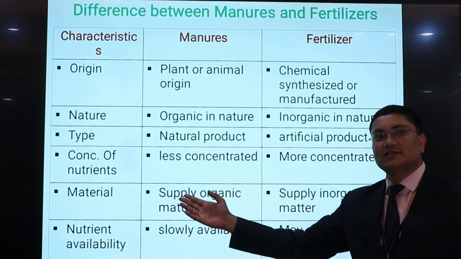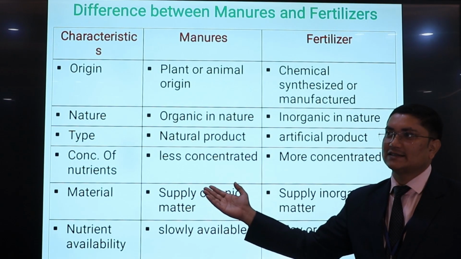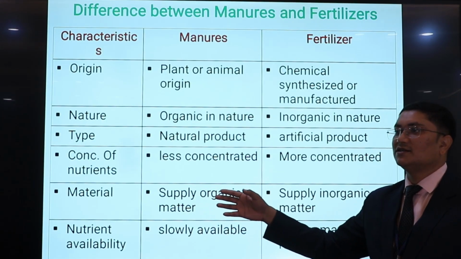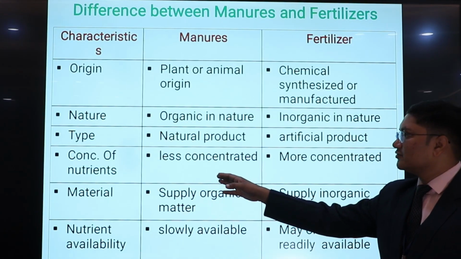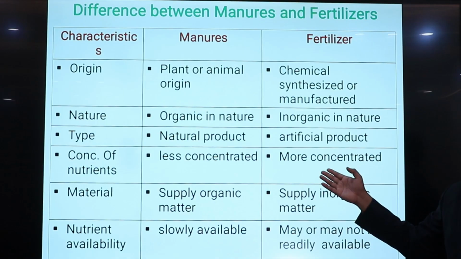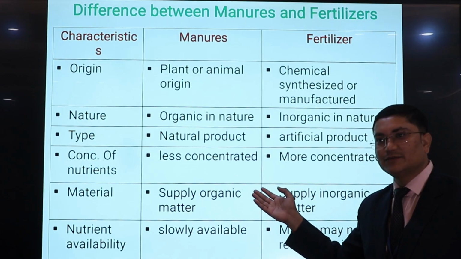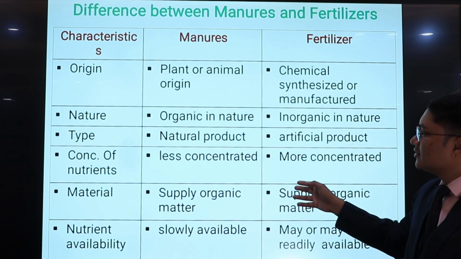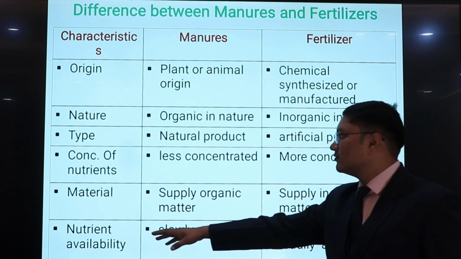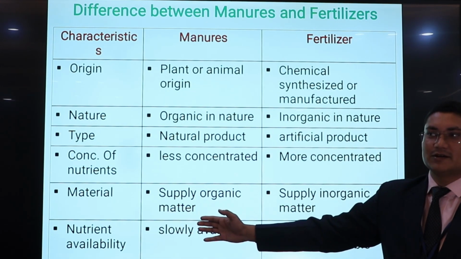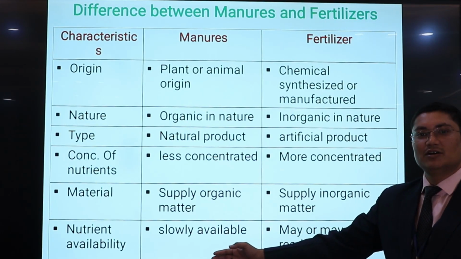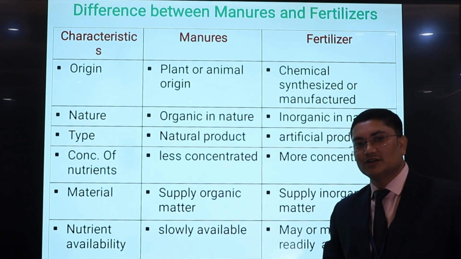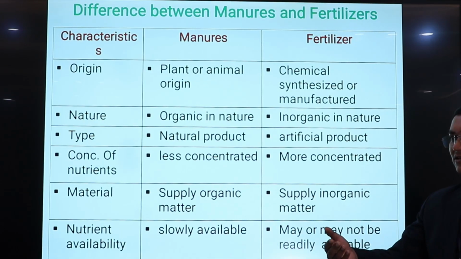In concentration of nutrients, manures have a lower concentration of nutrients, just 1%, 2% of the nutrient content, and fertilizers are artificially synthesized, where we find 46%, 68%, these kinds of percentages of nutrients. In material, manures supply organic matter, while fertilizers supply inorganic matter. Nutrient availability from manures is slow, because they become available after degradation.